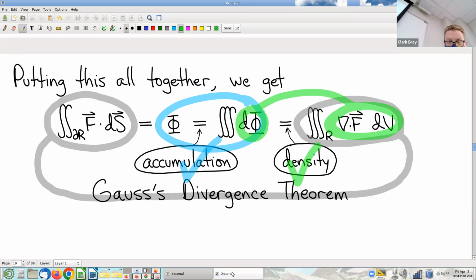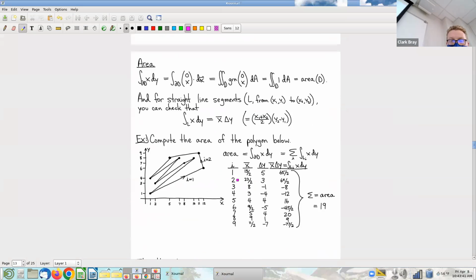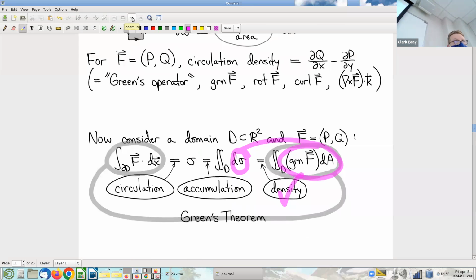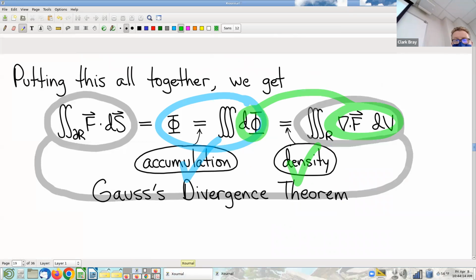So notice the exact same pattern, right? This is exactly the argument that we made when we were talking about Green's theorem, that there's a quantity we were interested in. Now it was circulation. We observed that it's an accumulating quantity, and then asserted that there was an associated notion of density. Same strategy, different details, different geometry, therefore, different formulas, sure, but the big picture is the same. Okay, so there you go, Gauss's divergence theorem.